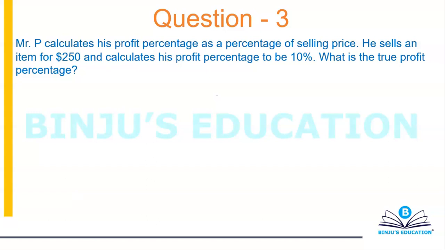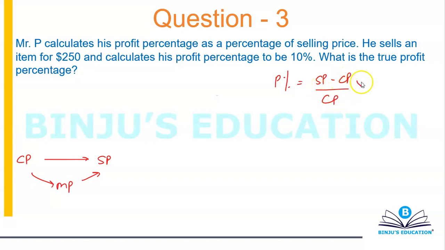So the question says that Mr. P calculates his profit percent as a percent of selling price. Now I know that this question is pertaining to profit, loss and selling price. So first of all, I'm going to draw my triangular relationship. That is cost price, selling price, mark price, and selling price. So now let's read the question. Mr. P calculates his profit percent as a percent of selling price. Now if I want to calculate the profit percent, the formula is nothing but selling price minus cost price divided by cost price into 100%.